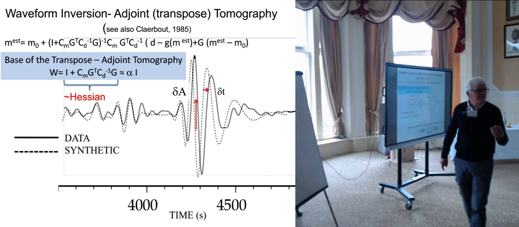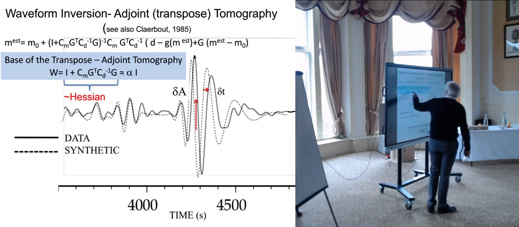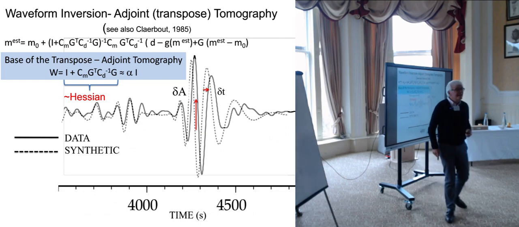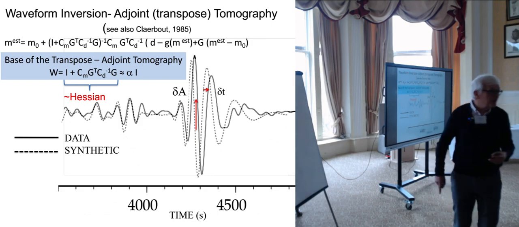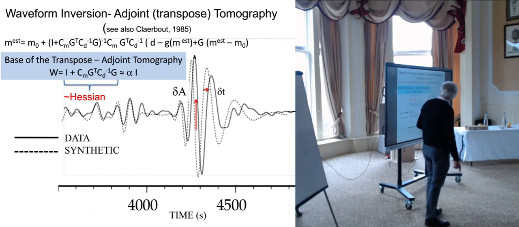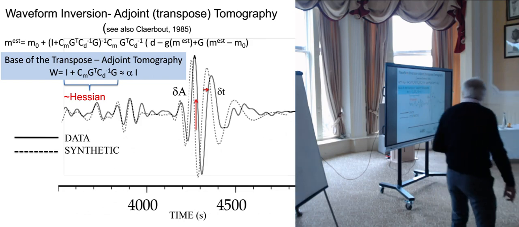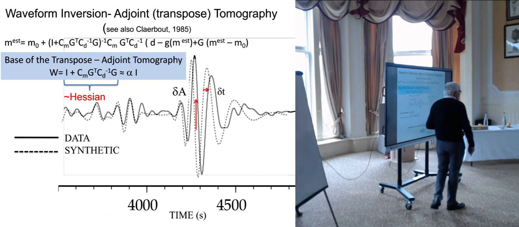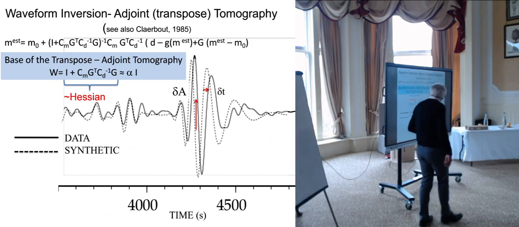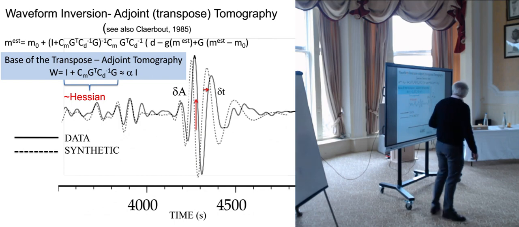And so people who promote adjoint tomography or transpose tomography propose to approximate this W operator by something proportional to the identity operator. By the way, it's an excellent idea, but very difficult to implement, because if you neglect the Hessian, sometimes convergence is not so easy. Another point I would like to address is that when you do waveform inversion, you have two ways to do it. You can work, okay, maybe.